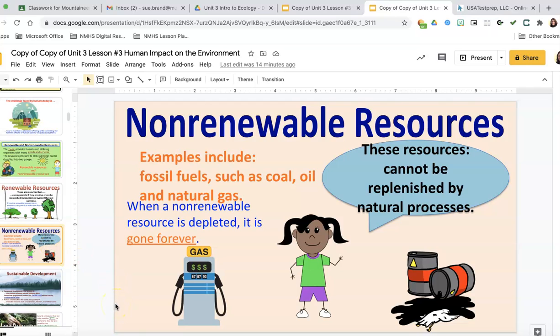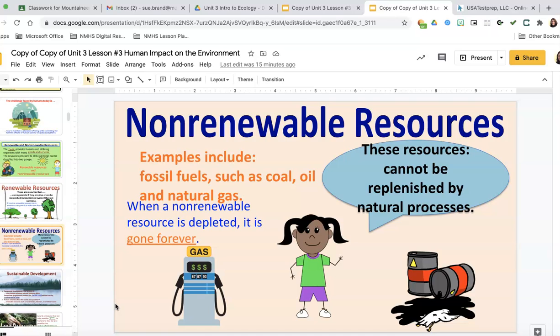Non-renewable resources, examples for those are fossil fuels, coal, oil, natural gas. They're non-renewable resources because when they're gone, they're depleted forever. They cannot be replenished by natural resources. Now you may say, well, they can, but over a very, very long period of time.